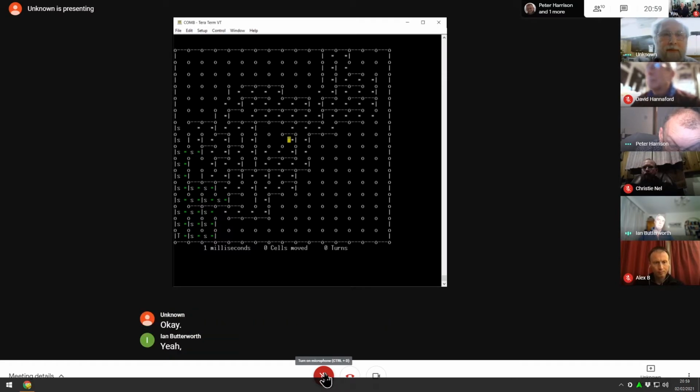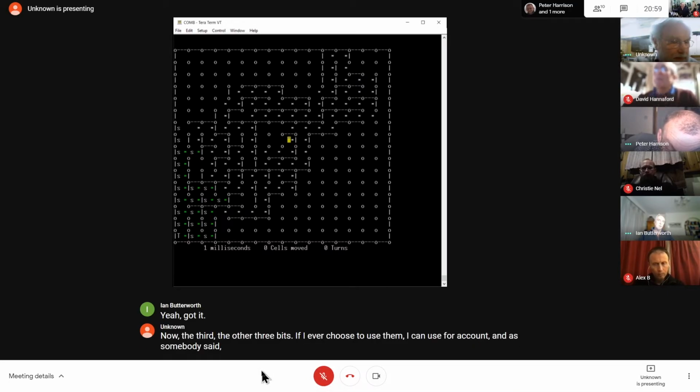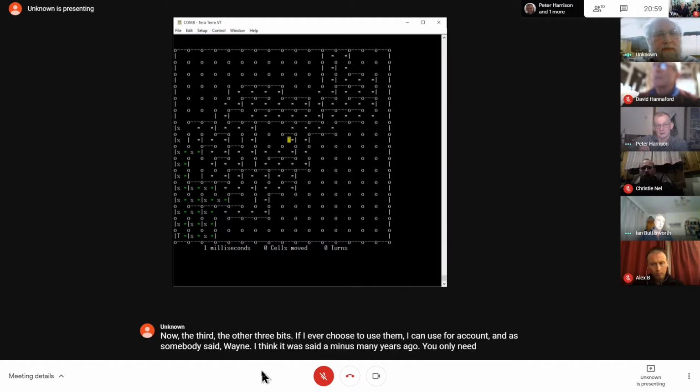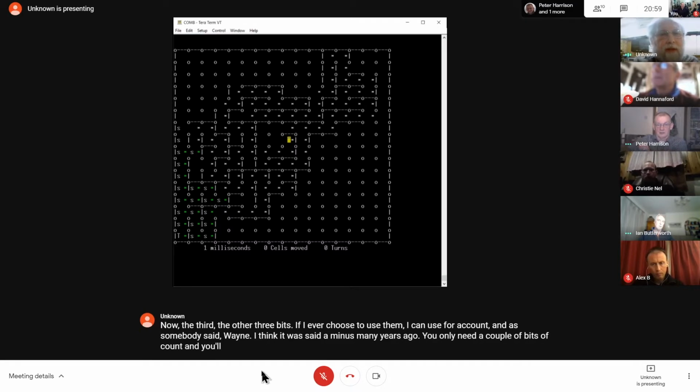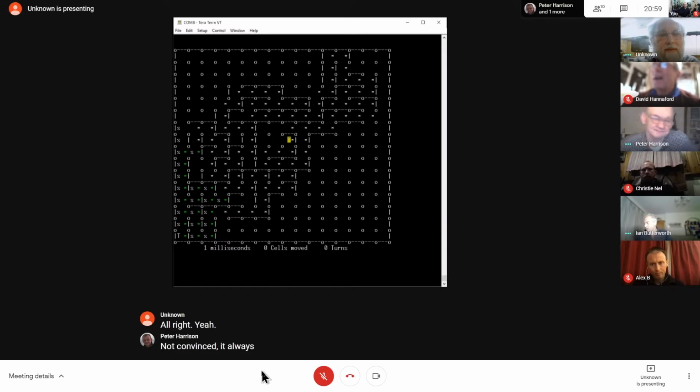Now, the other 3 bits, if I ever choose to use them, I can use for a count. And as somebody said, Wayne, I think it was, said at a Minos many years ago, you only need a couple of bits of count and it'll do everything you need it to do. I'm not convinced he's correct. I've tried it. I'm not convinced it always works.